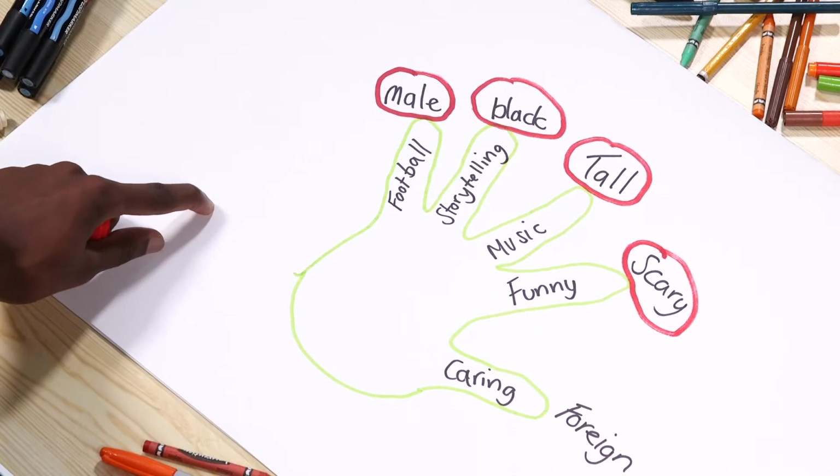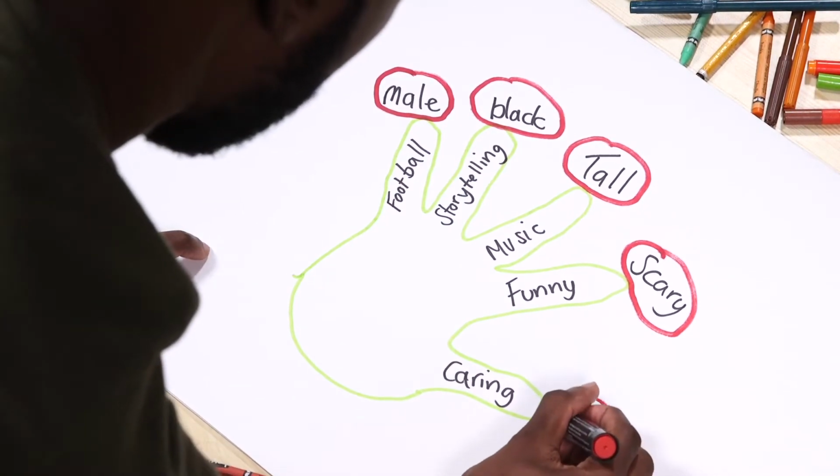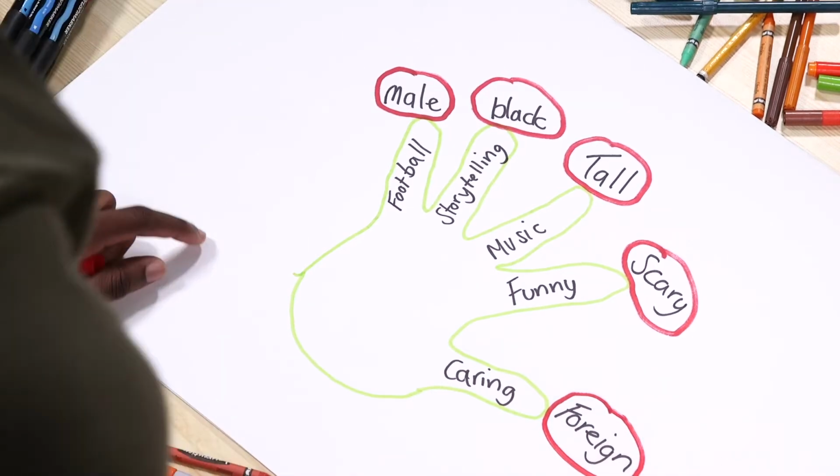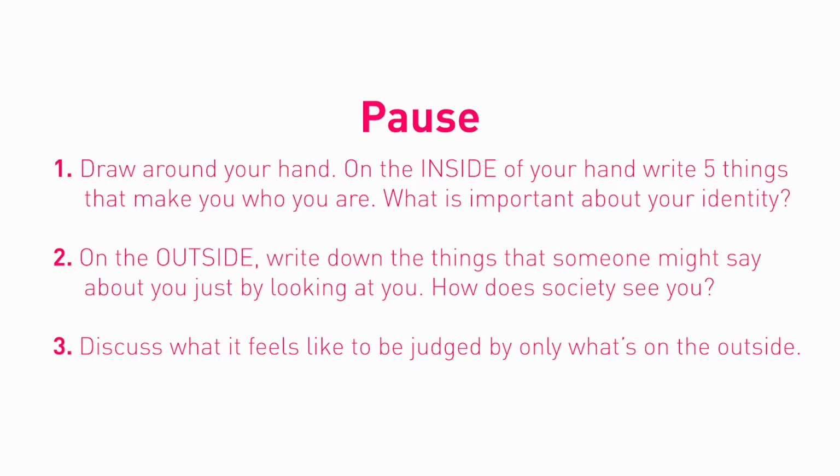Next, I would like you to write outside your fingers 5 ways how society sees you. After you've done that, I would like you to share and discuss it with your class.